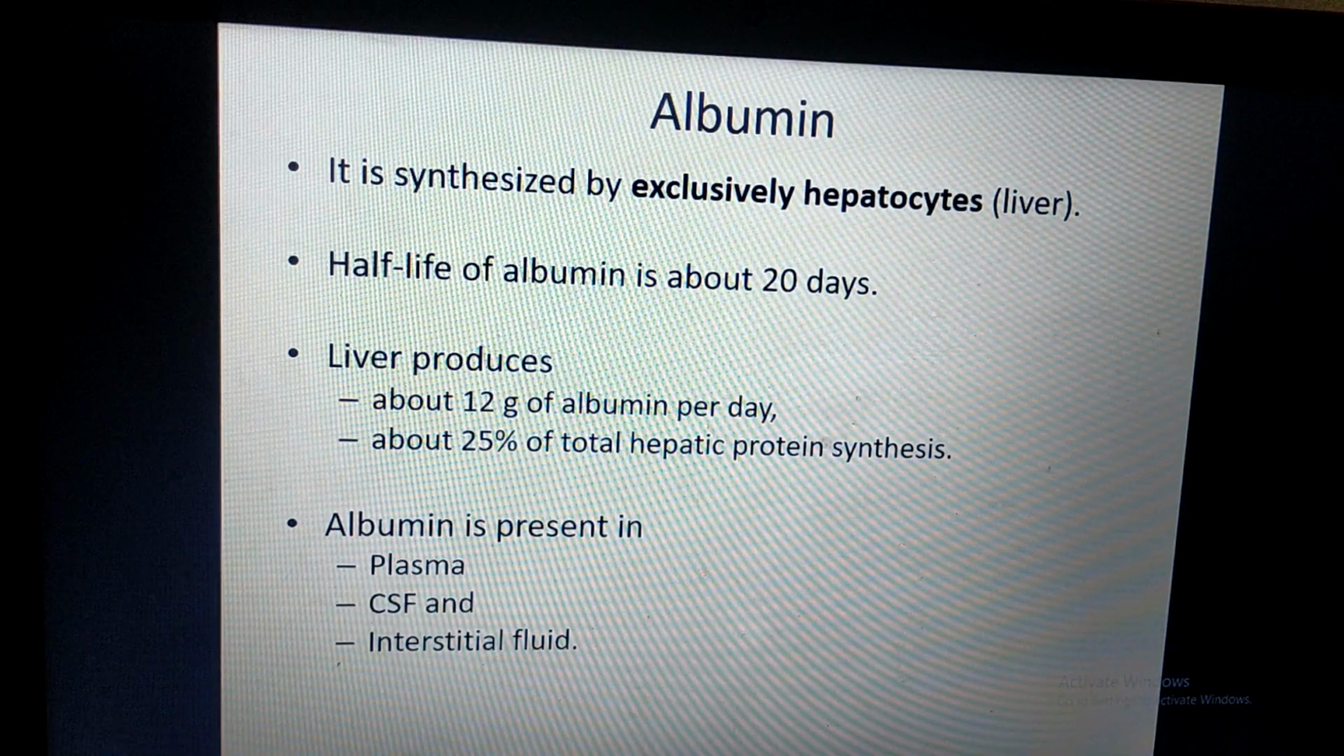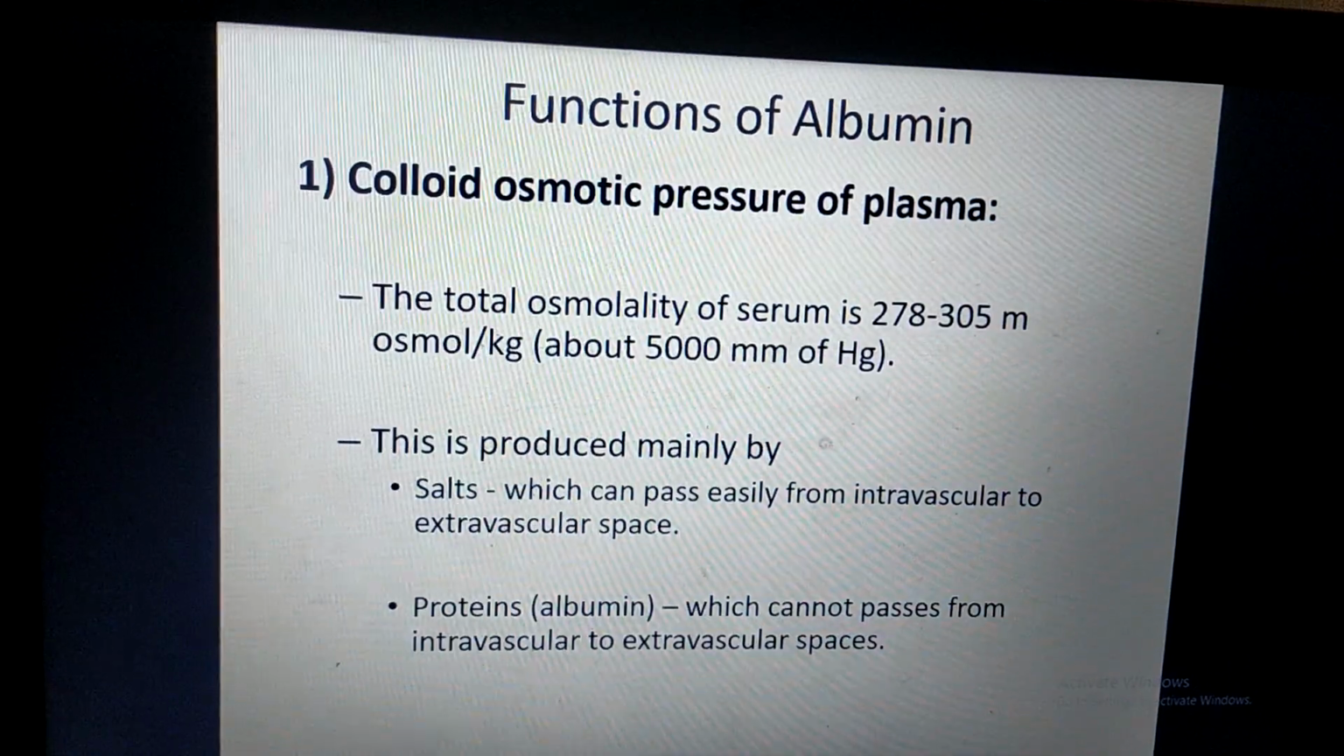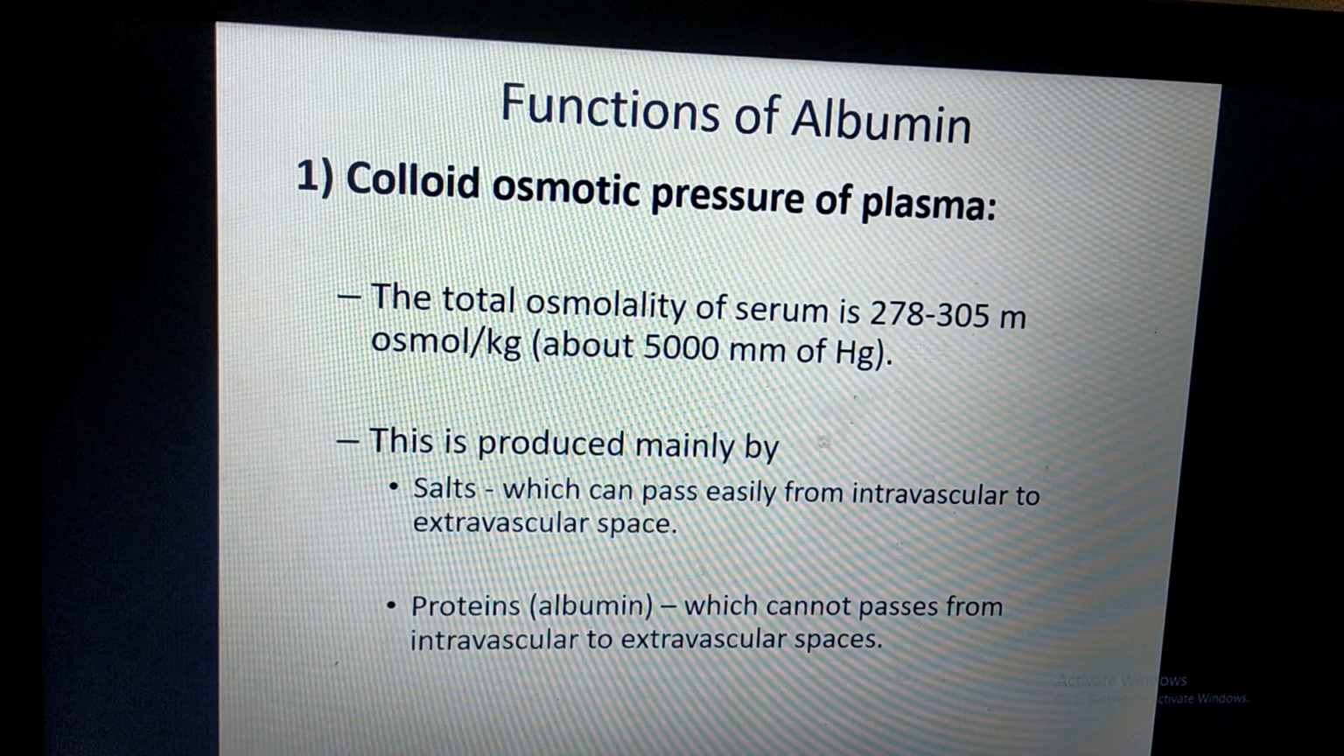Albumin is exclusively synthesized in liver cells or hepatocytes. Half-life of albumin is 20 days. Liver produces about 12 grams of albumin per day, and this is about 25% of total hepatic protein synthesis. Albumin is present in plasma, and it is also found in CSF and interstitial fluid in small quantity. Now we will study the functions of albumin.